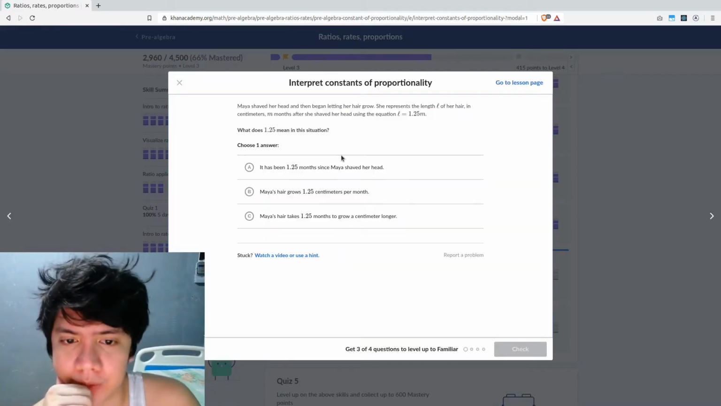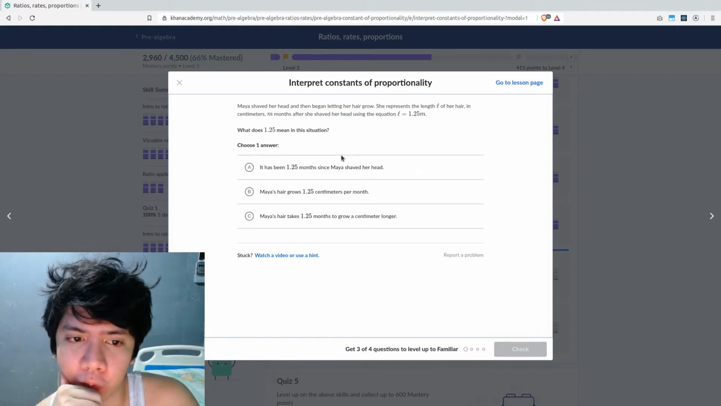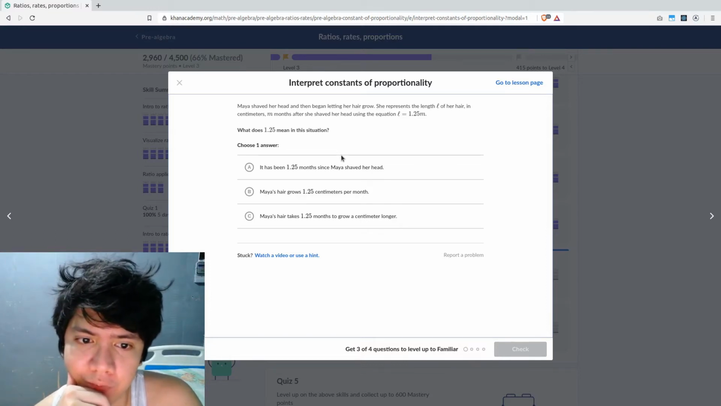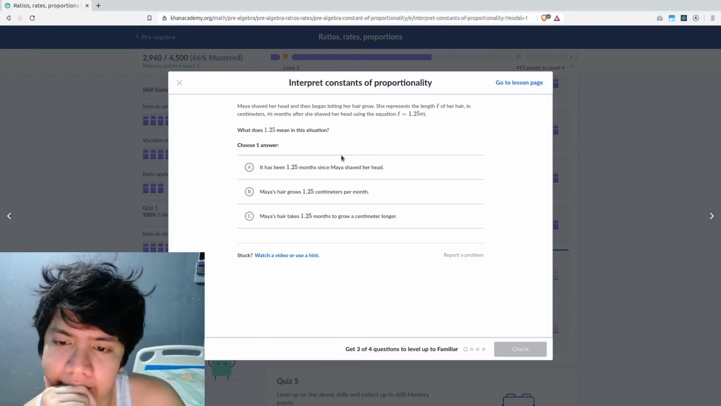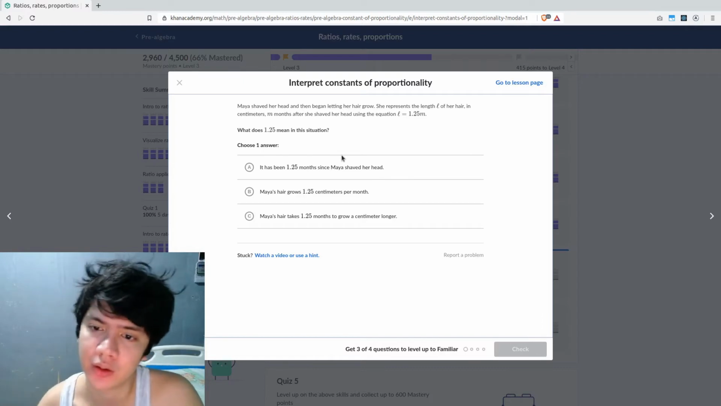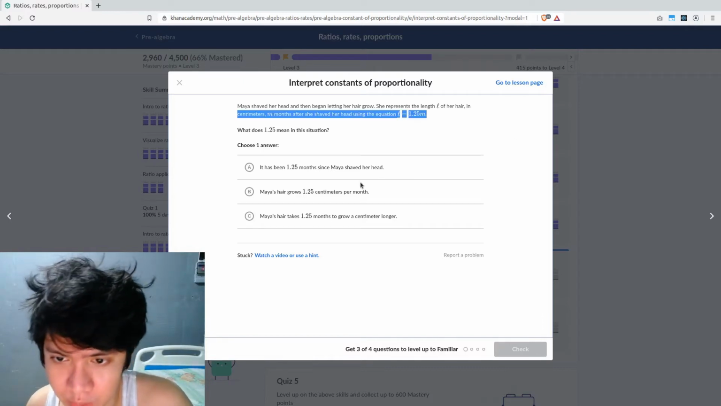Maya shaved her head and then began letting her hair grow. She reckons the length L of her hair in centimeters, and months after shaving her head, using the L. Oh, okay. It's the length per month.